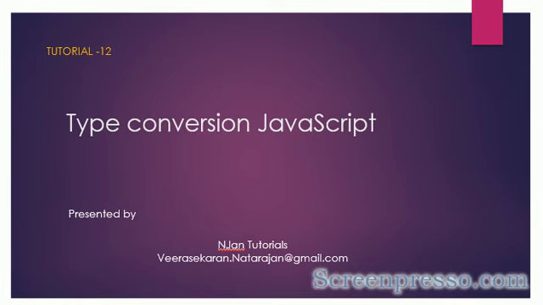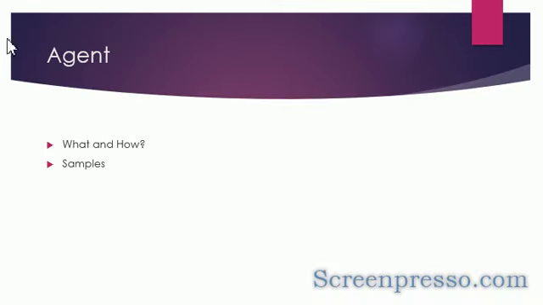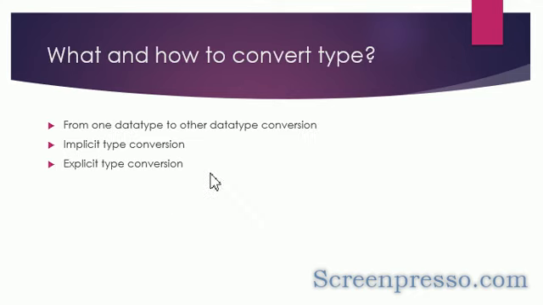Type conversion in JavaScript. What is type conversion and how does it work? We are going to see about its samples, what and how to convert types. Converting from one data type to another data type is a type conversion. It has two types: implicit type conversion and explicit type conversion.